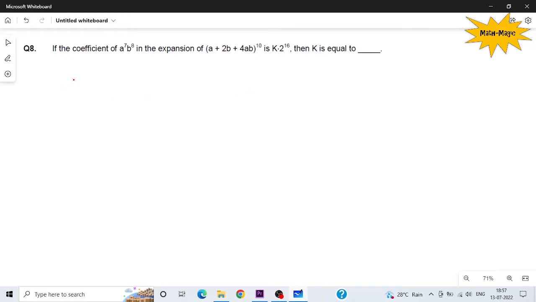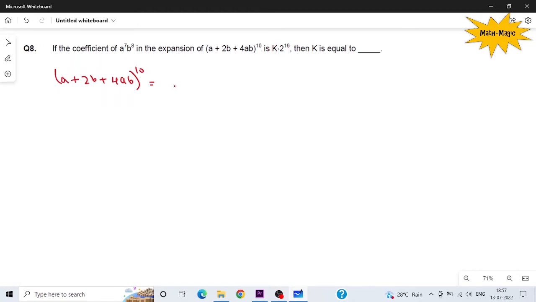So we have the expression (a + 2b + 4ab) the whole raised to 10. In the expansion of this, we have to find the coefficient of a raised to 7 b raised to 8, which is given in the form k into 2 raised to 16. We have to compare and get the value of k.